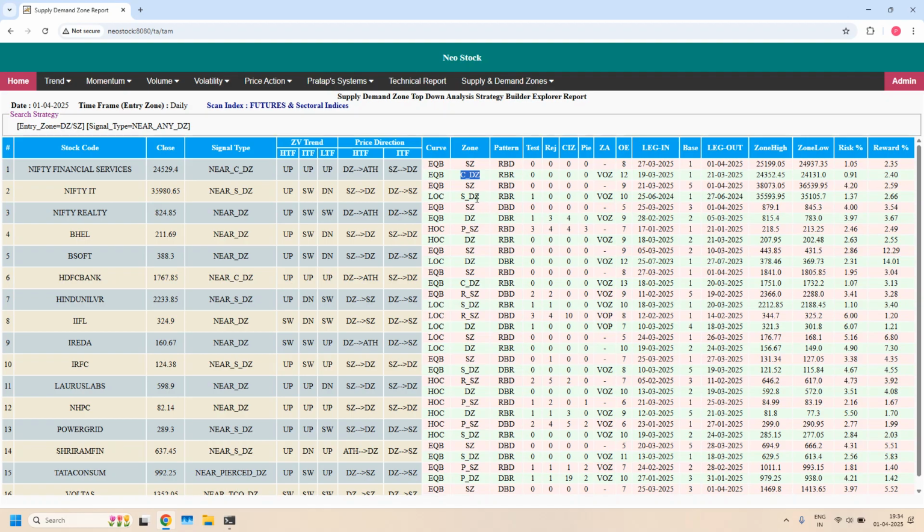Next NIFTY IT, but we don't focus on this stock. It is not listed in F&O. Next, HDFC Bank is having a daily high liquidity zone. Next, Hindustan Unilever is having daily high liquidity demand zone and it is also moving in between high liquidity daily demand zone and supply zone. Either side you may get trade opportunity.